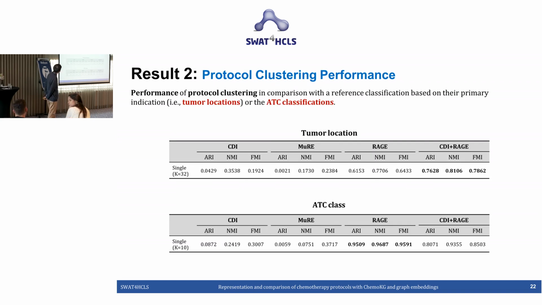But in result 2, the clustering performance, which is what we are focusing on, our model actually performed better than MuRE. I indicated here just a single linkage model. CDI, which I said was just a vector representation of doses, did not perform well on the clustering results. And MuRE was good in link prediction, but not in clustering. But our model performed very well on the tumor locations and also in the ATC class performance.